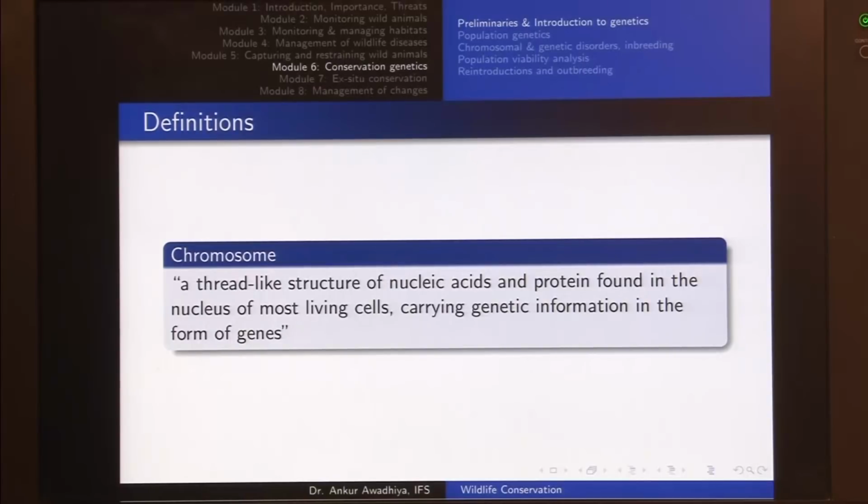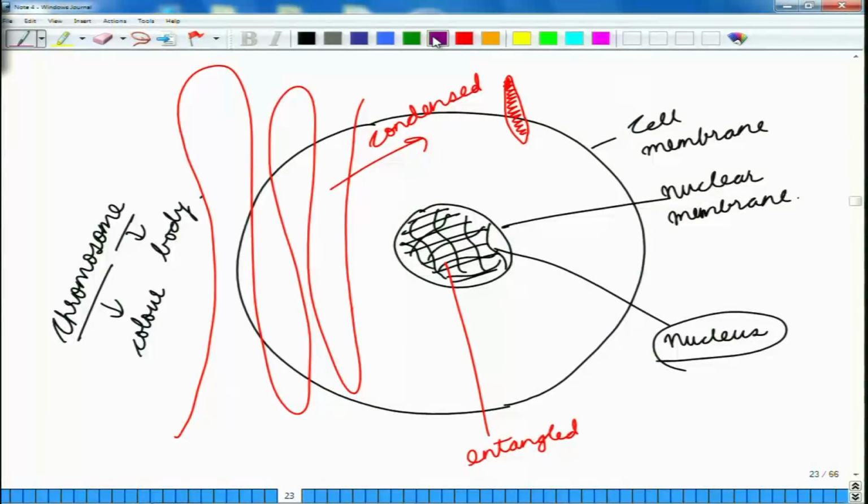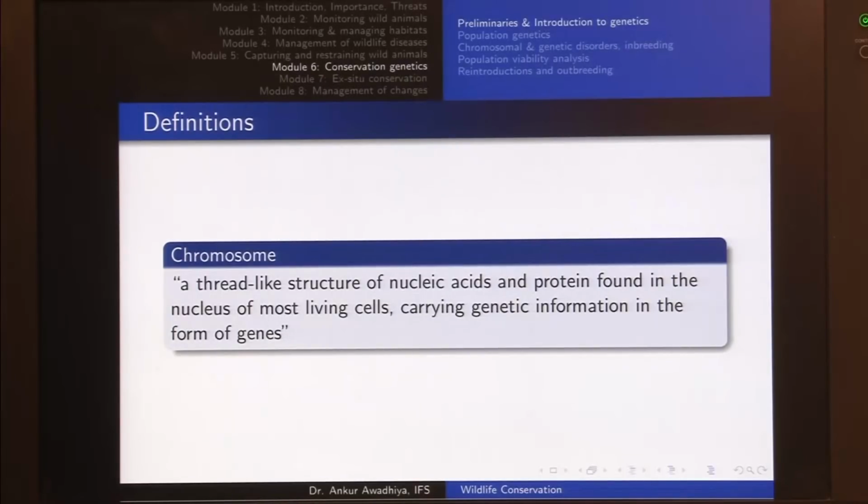So coming back to the drawing board, if this is a long thread that becomes coiled as chromosome, if we take any small portion, say this portion or this portion, some of these small portions may be coding for certain genetic information. Not all parts of the chromosome will be coding for genetic information, but such portions that are coding for genetic information in the form of genes will also be there. So chromosome is a thread like structure of nucleic acids and proteins found in the nucleus of most living cells, carrying genetic information in the form of genes.